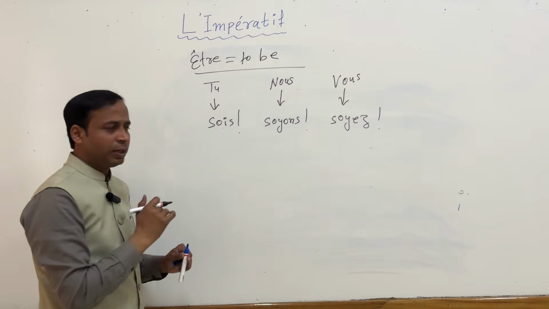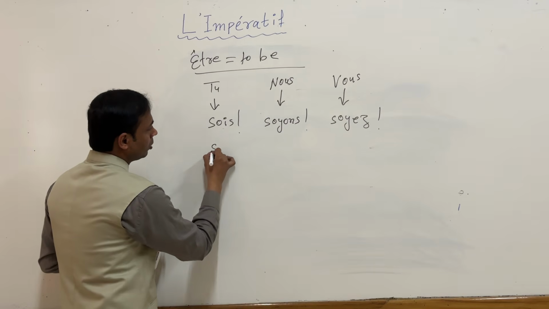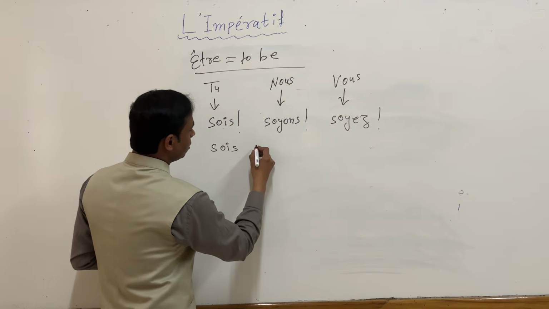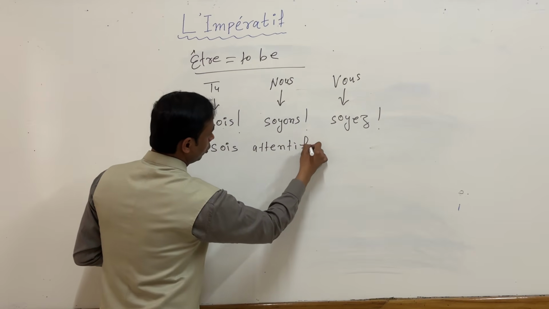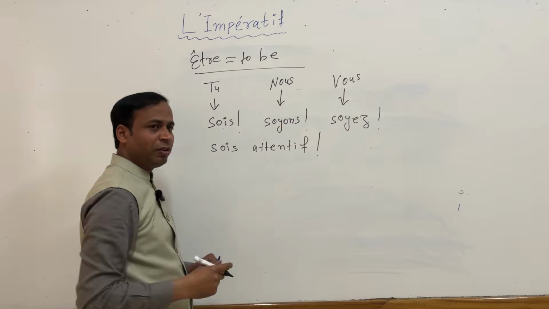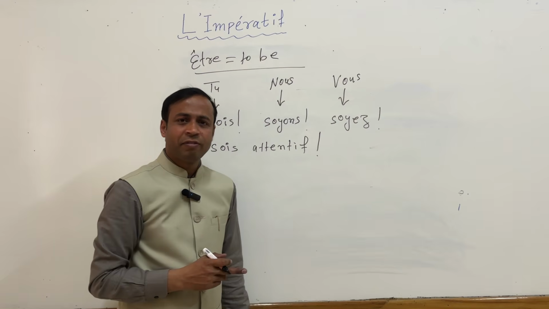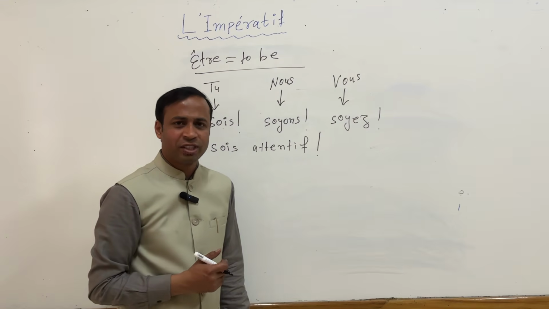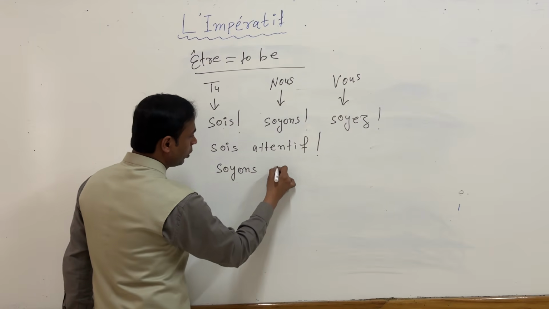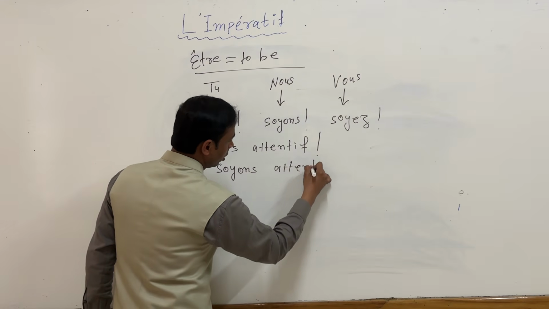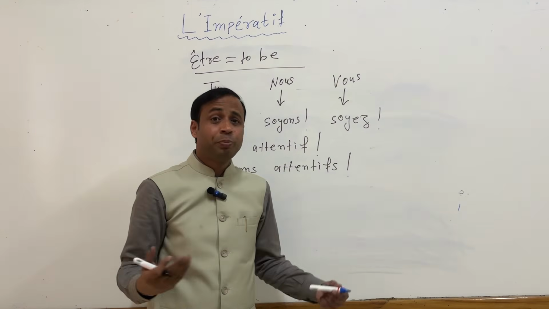For example, let me write one example. If you have to say sois attentif! Sois attentif, which means you are saying to one person, informal, be attentive. Sois attentif. Suppose if you have to say let's be attentive, soyons attentifs. Soyons attentifs, let's be attentive.